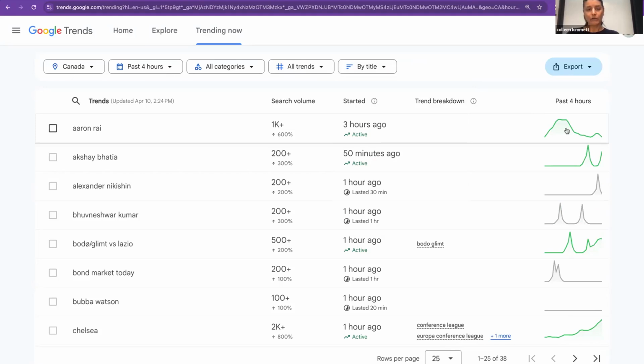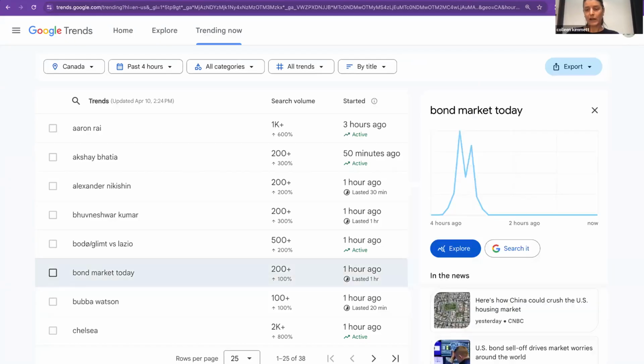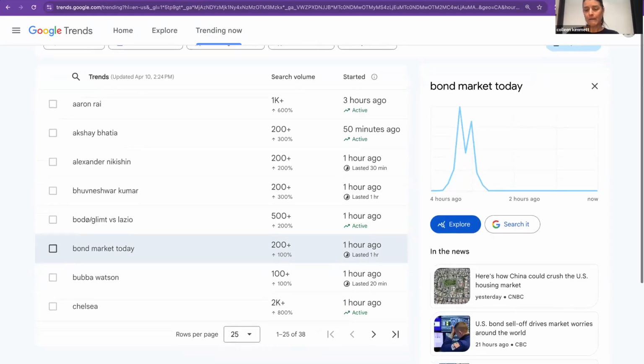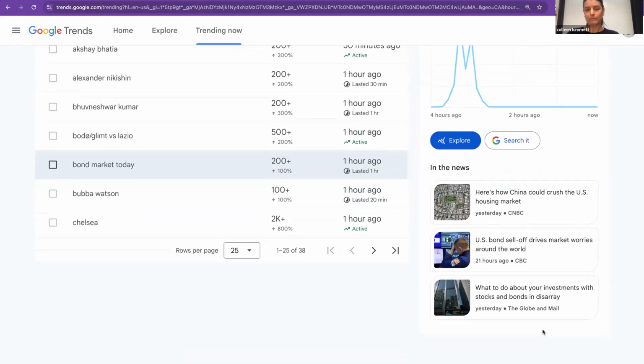And then here, if I click on bond market today, we get a closer look at this trending graph. And we can see, because it was grayed out, that bond market is no longer trending, no longer seeing an increase in search interest, and we see related news topics.